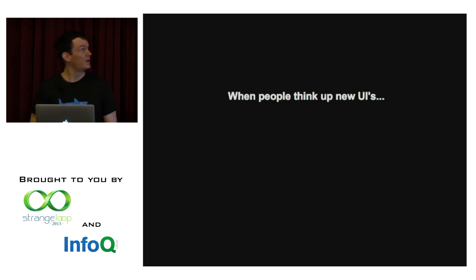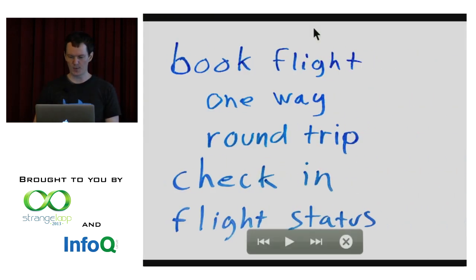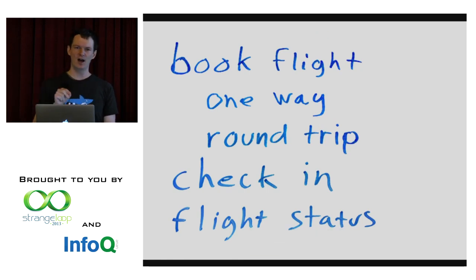When people think up new user interfaces, they sometimes go to a whiteboard and write out an outline. Let's say you're making up a mobile UI for plane flights. You might go to a whiteboard and write out book flight, check-in, flight status, and indented underneath book flight, you might put one way and round trip. You might write out an outline like this one, a simple indented outline of the items in your UI.